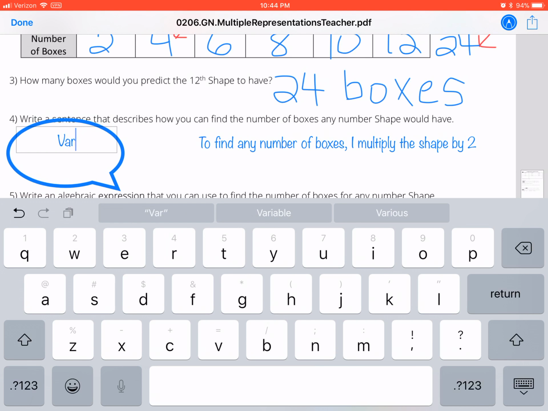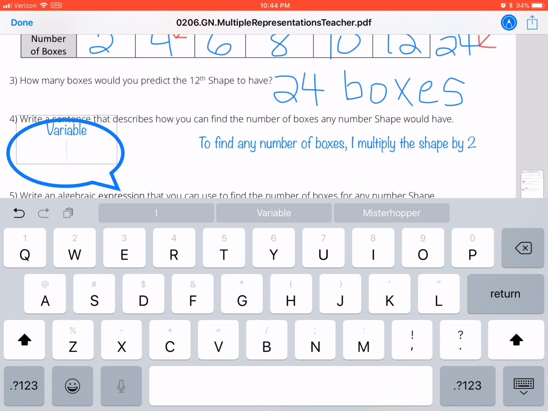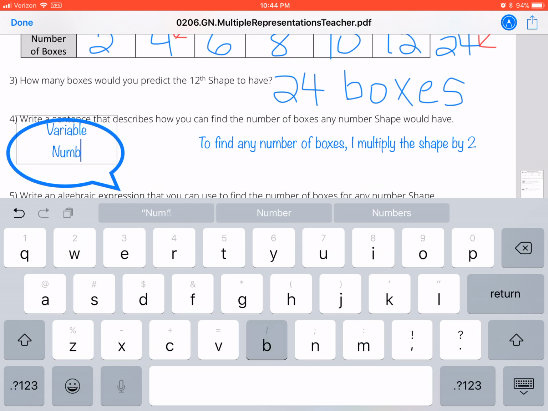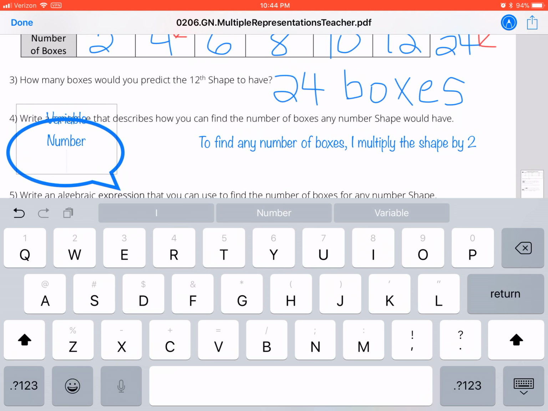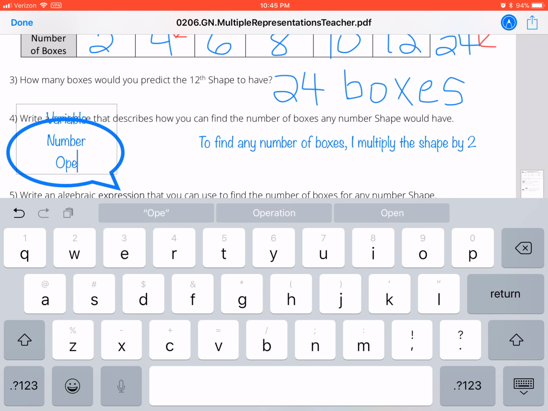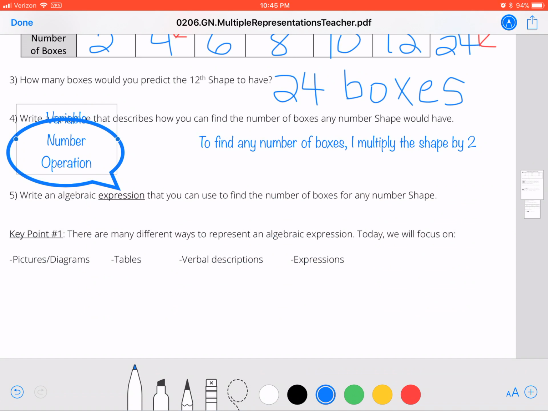You're right, they need a variable. What else? Oh my gosh, you're so right. They also need numbers. There's one other thing that they need. Oh yeah, an operation, like multiplying or dividing or adding or subtracting. So, whenever I make my expression, it needs those 3 things: a variable, a number, an operation.